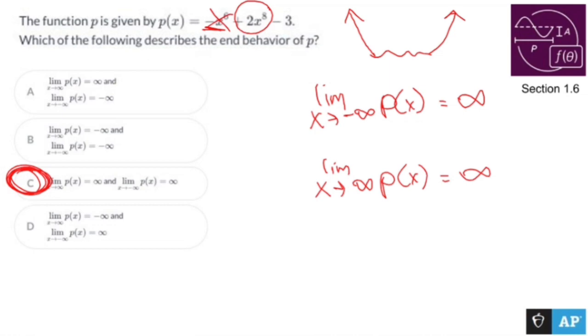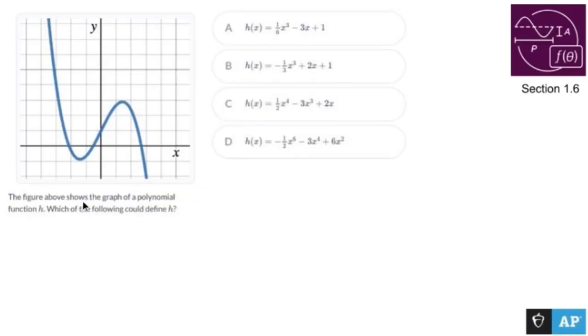That's serious business. The figure above shows the graph of a polynomial function h. Which of the following could define h? Okay, so it's just giving me a bunch of polynomials, not allowed to use a calculator, so this is the no calculator version. What I have is a cubic, because I have one bump, two bumps. Since it starts from the top and ends at the bottom, my leading coefficient has to be negative something x to the 3rd.